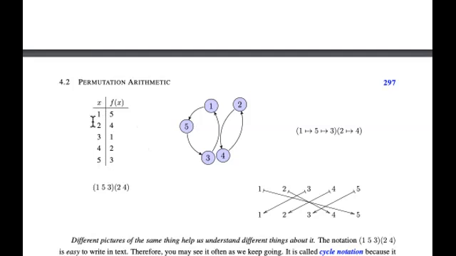For instance, you can think 1 goes to 5, then you can think 5 goes to 3, and then 3 goes to 1, and it goes in a loop, pictured by this diagram here. So 1 goes to 5, just like 1 goes to 5, and 5 goes to 3, just like 5 goes to 3, and 3 goes to 1. But if we do this, we kind of get a cycle out of the function assignments.